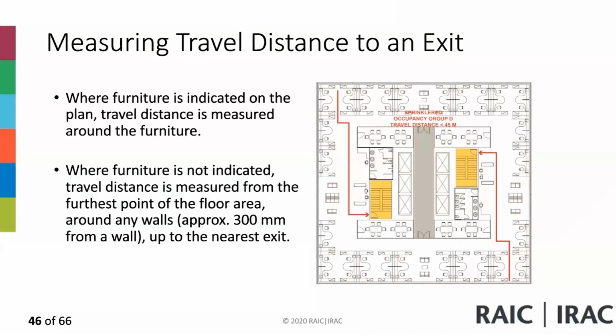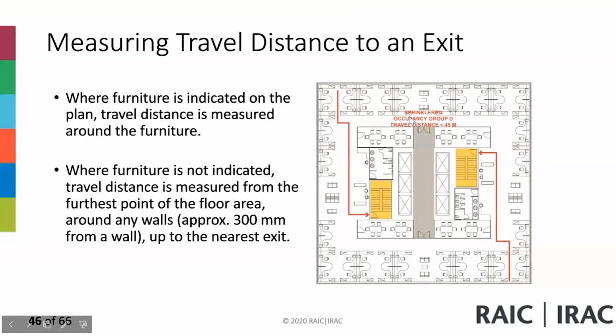Where furniture is indicated on the plan, the travel distance is measured around the furniture. Here, we're looking from the furthest distance in the floor area to the nearest exit, not to every exit, okay? Where the furniture is not indicated, travel distance must be measured from the furthest point of the floor area around any wall, approximately 300 millimeters from the wall, up to the nearest exit. It's an approximation, it's a best practice, but take a look at where the furniture is indicated on the plan. Typically, that's how they are submitted. Travel distance is measured around the furniture, and it's to the nearest exit for that floor area.